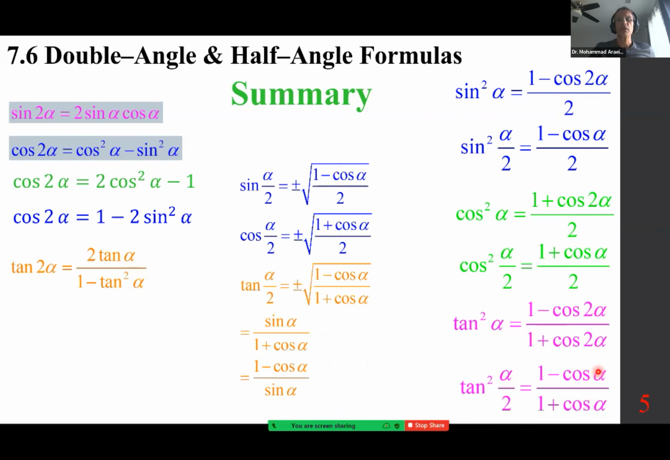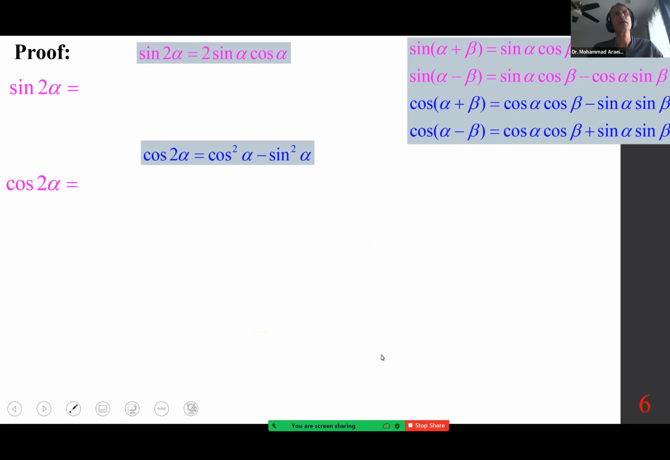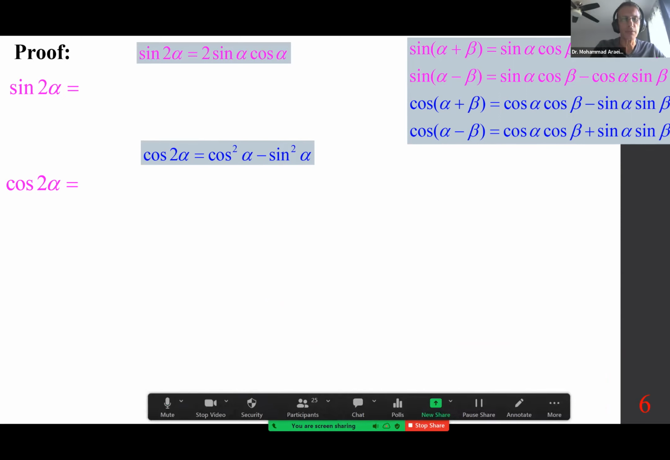So if sine squared alpha over 2 is given, then sine of alpha over 2 is plus or minus the square root of that. From here, cosine of alpha over 2 is plus or minus the square root of 1 plus cosine alpha over 2. Tan alpha over 2, the same thing here, take a root. If we multiply the inside by 1 minus cosine alpha over 1 minus cosine alpha, or 1 plus cosine alpha over 1 plus cosine alpha, we establish these two identities as well. So let's look at some proofs.